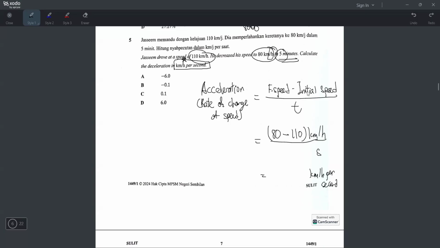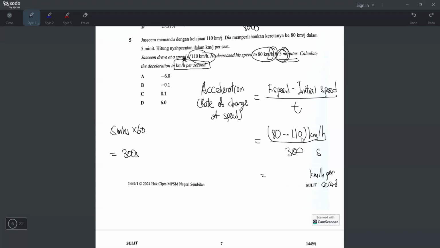So to make sure it's in seconds, I have to convert 5 minutes to seconds. And how do you do that? Times 60, because 1 minute is 60 seconds, right? So 5 times 60 is 300 seconds. So that means here I have to put 300. And now you press the calculator. Negative 30 divided by 300.